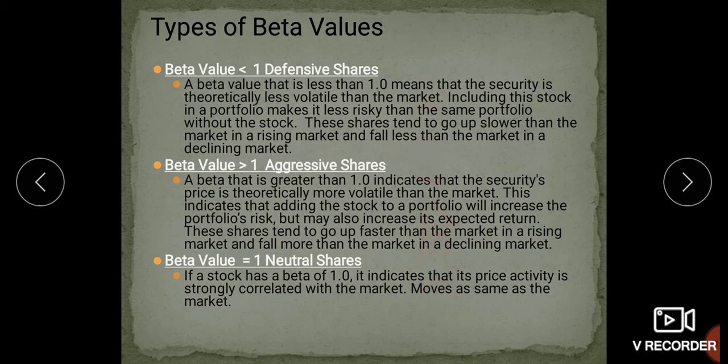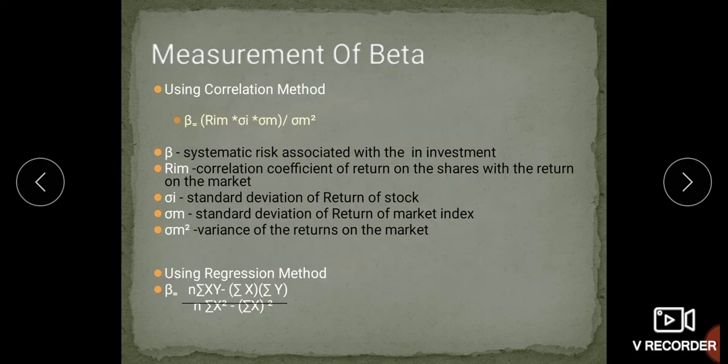So these are the three types of shares. Beta value less than 1, that is defensive shares. Aggressive shares when beta value is greater than 1, and when beta value is equal to 1, neutral shares. So when we are selecting defensive shares in our portfolio management, we are accepting less risk, so less return we can expect. If we are selecting aggressive shares in our portfolio, then definitely we are accepting more risk, so more return will also be there. And neutral shares move exactly as the market moves. So that's all about the different beta values.